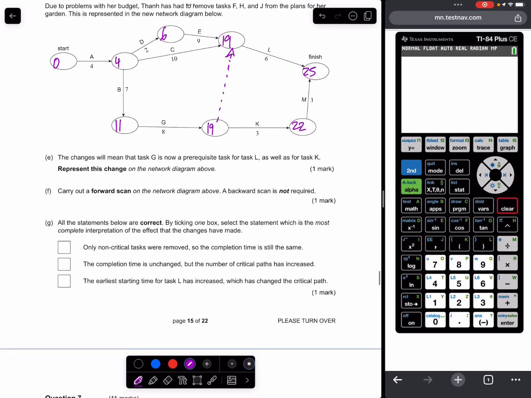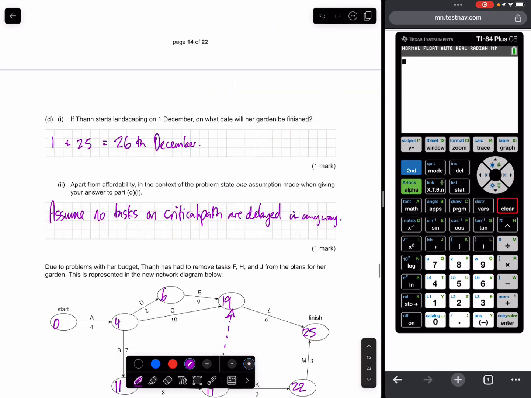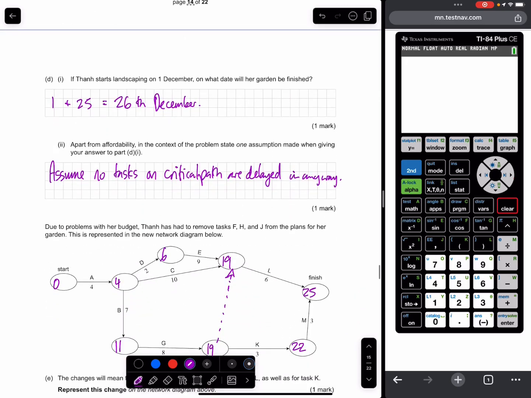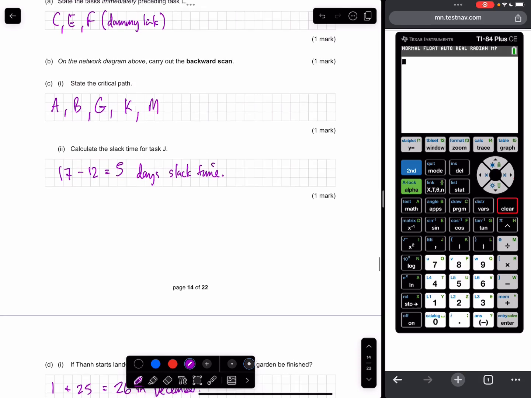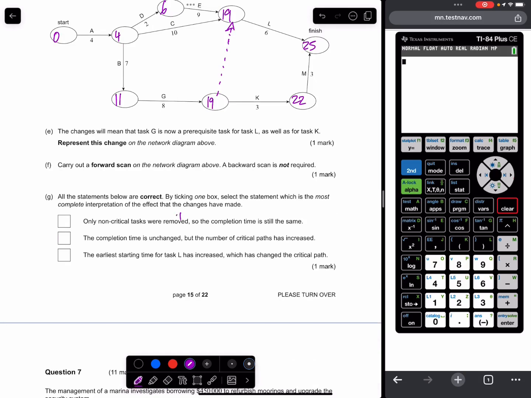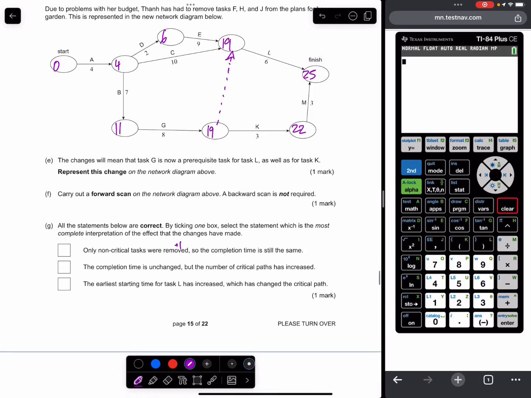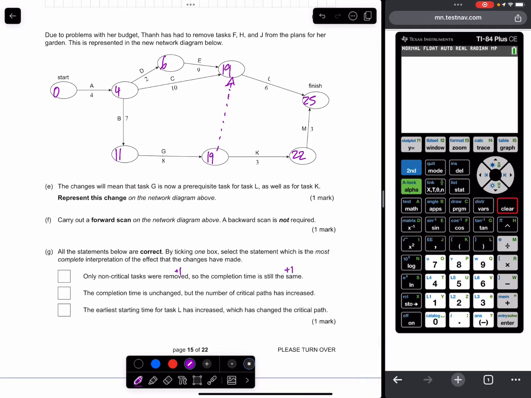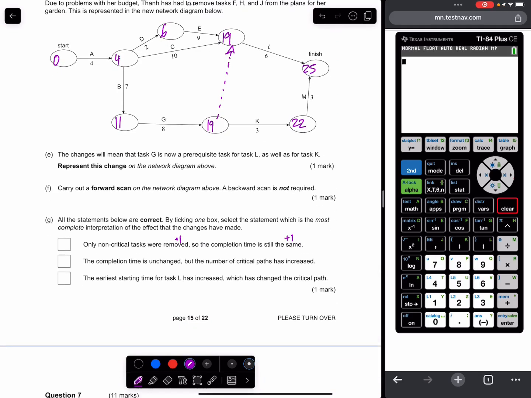All the statements below are correct. By ticking one box, select the statement which is the most complete interpretation of the effect that the changes have made. Only non-critical tasks were removed. Removed F, H, and J. F, H, and J were not on the critical path. So that was 1 point. Completion time is the same, plus 1. 2 points. The completion time is unchanged, plus 1.